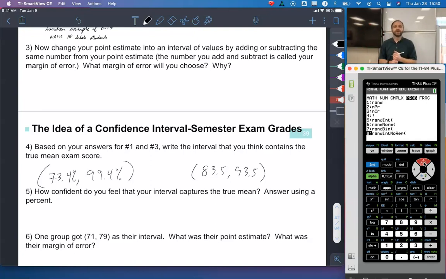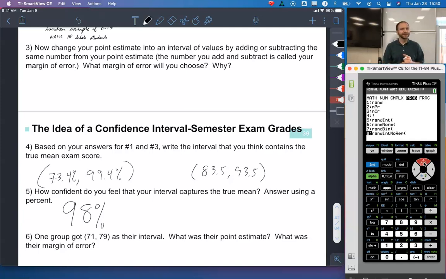How confident do I feel? I'm pretty confident it's between a C and a 99.4. I mean, think about that. If I throw a large net, I'm pretty confident I'm going to capture something. You know what? I'm going to say I am about 98% confident that I'm going to get something there for the average, because that's a pretty large net. I'm bound, if I throw a large net, to capture it. However, 83.5 to 93.5, that's a smaller net that I'm throwing there.